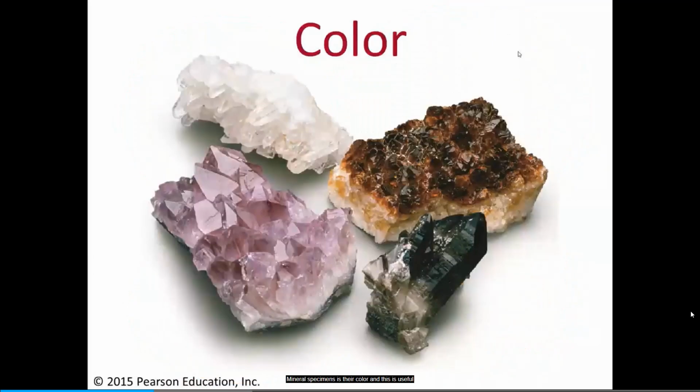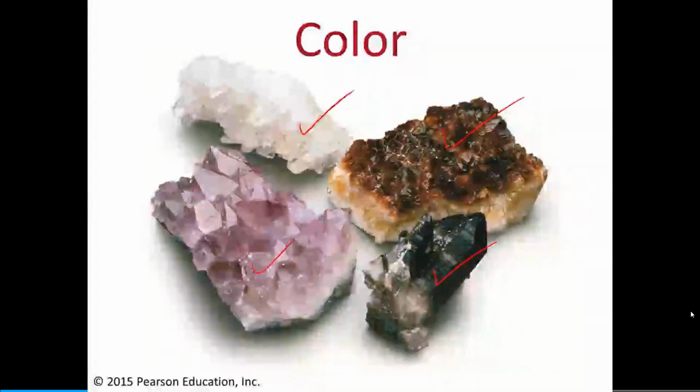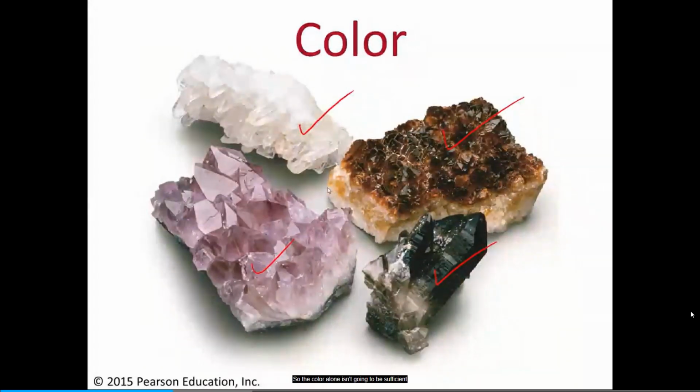Another characteristic of mineral specimens is their color, and this is useful, but I don't want you to depend too much on it. For example, all the minerals you see here in front of you are varieties of quartz. There is a milky kind of quartz, there's a smoky quartz, a sort of orange colored quartz, and a purple colored quartz, but they're all quartz. So the color alone isn't going to be sufficient to identify the minerals.